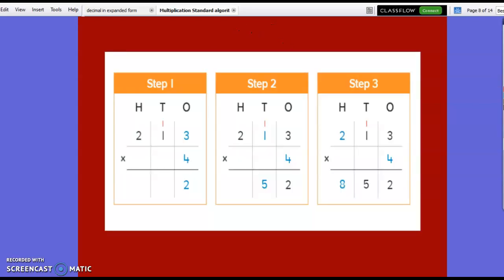And here are those steps again. Again, we do 3 times 4. Here's the 12. They regroup the 1. And then our step 2, 4 times 1, which is 4, plus 1, which is 5. Last step, 4 times 2, which is 8. So it's showing those 1, 2, 3 steps.